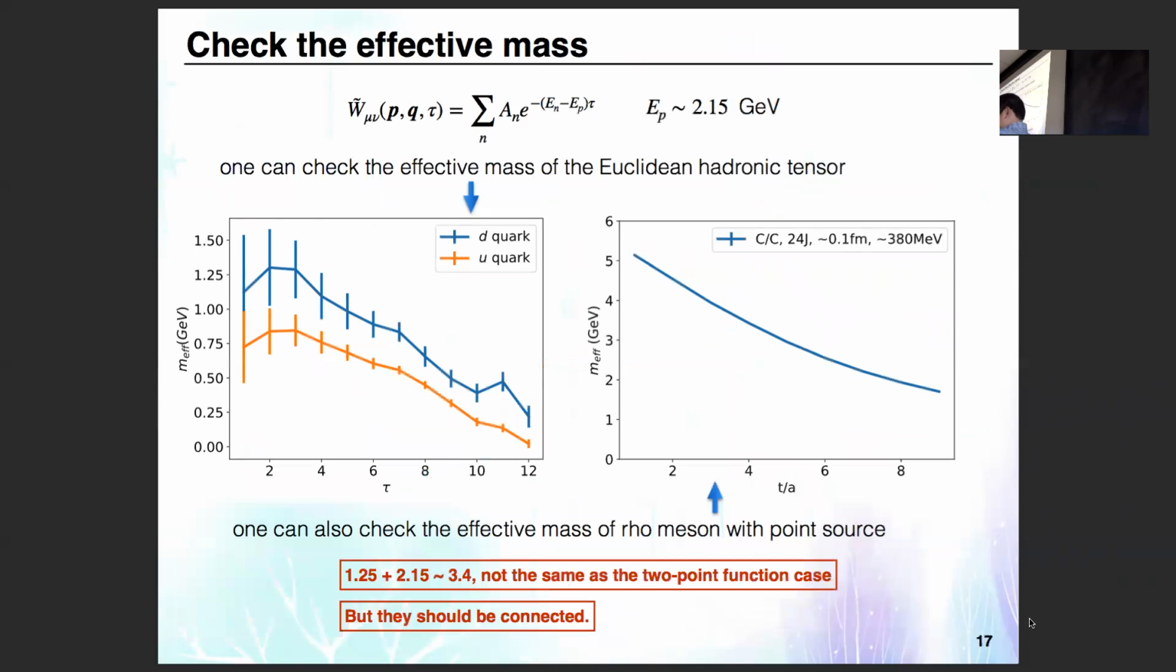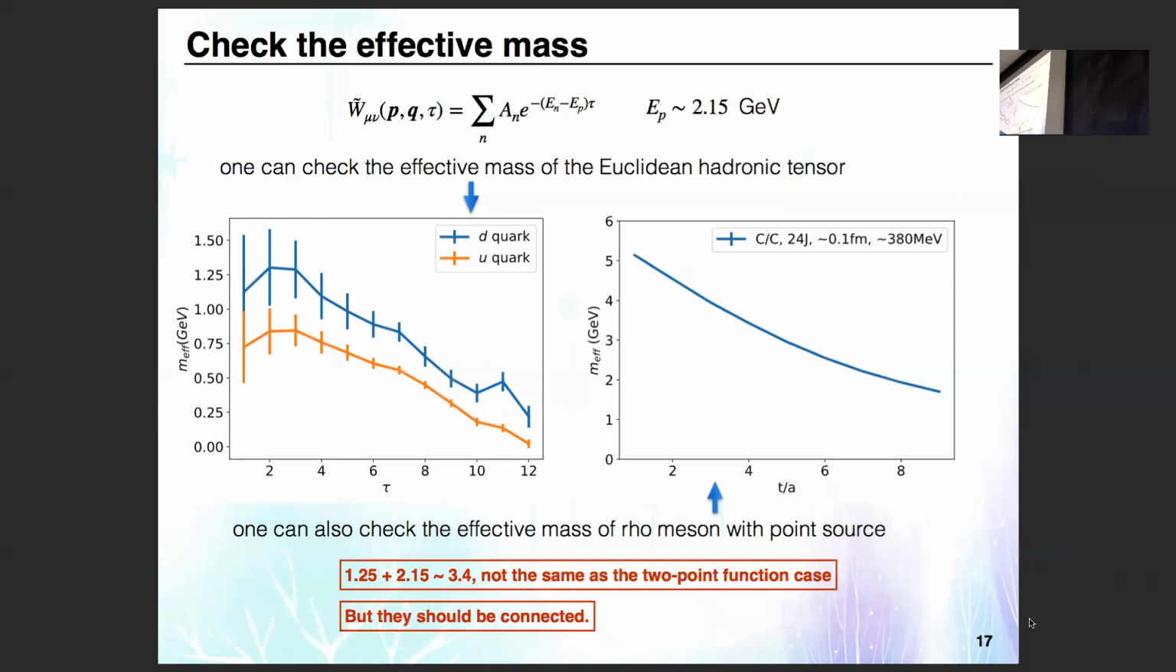Sorry, just maybe 5 more minutes. As I said, the EP is around 2 GeV. So this is the effective mass plot of this thing. We can see at very small tau, the effective mass is around 1 GeV, at most 1.2 GeV. Since this EP is 2.15, this 1.25 plus 2.15 is just 3.4 GeV. So this is basically the highest energy we can have from this plot.